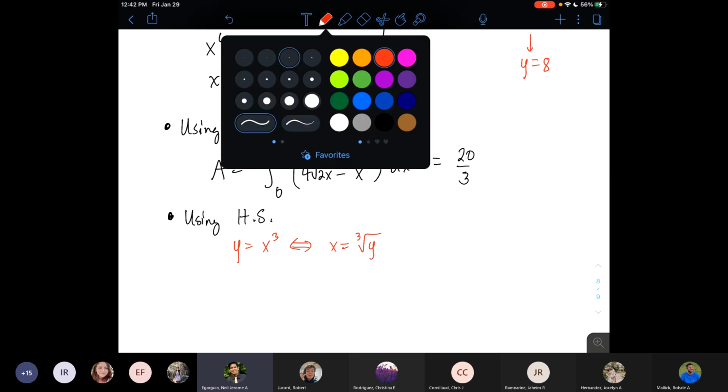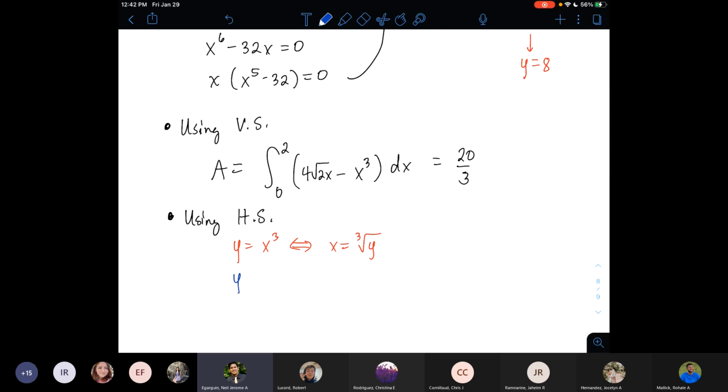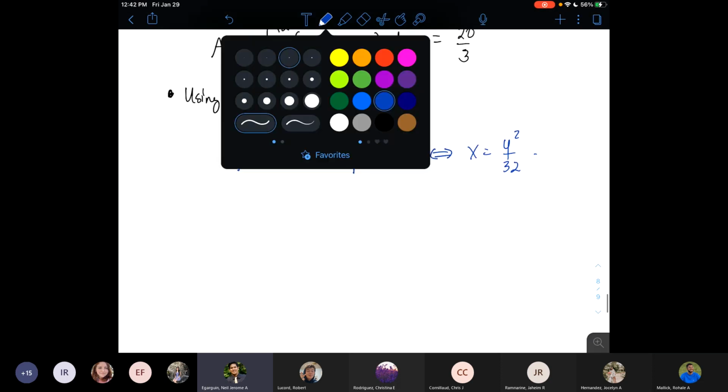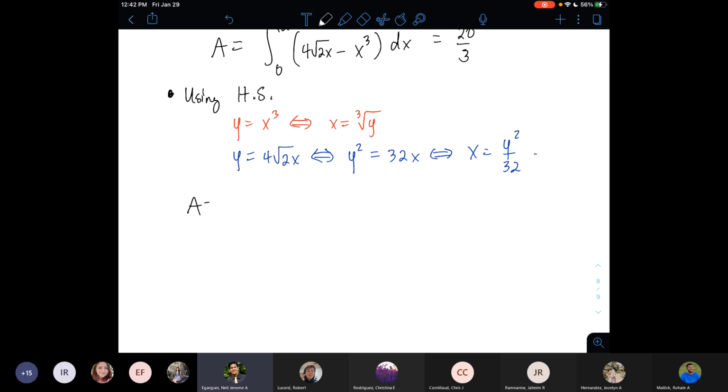And then the other function was y equals the fourth root of 2x. Then we solve for x in terms of y. We square both sides to get rid of the square root, so we get y squared equals 32x again. And then we divide both sides by 32 in order to get x equals y squared over 32. Right? And they will serve in the integrand for the area of the region.